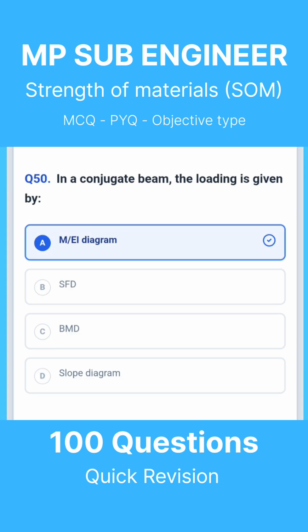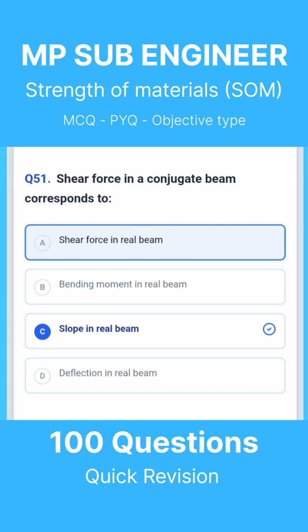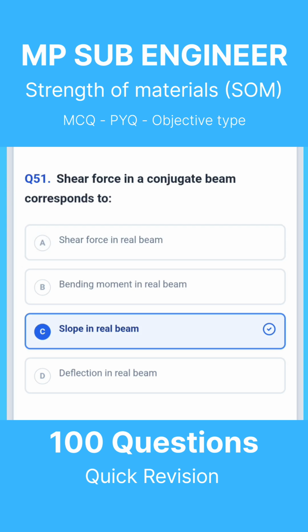Question 50. In a conjugate beam, the loading is given by. The correct answer is M divided by EI diagram. Question 51. Shear force in a conjugate beam corresponds to. The correct answer is slope in real beam.